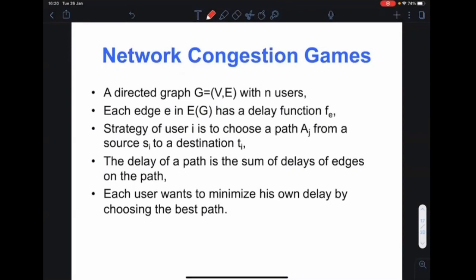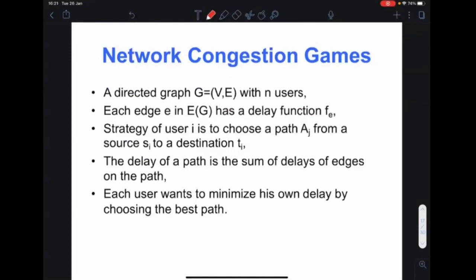Okay, next we move to the network congestion game. The reason we introduce this is because this is one of the popular, well-known potential games. So consider that you have this directed graph with V and E, right? E is the edges and V is basically the nodes. Now each edge e has a delay function f_e.